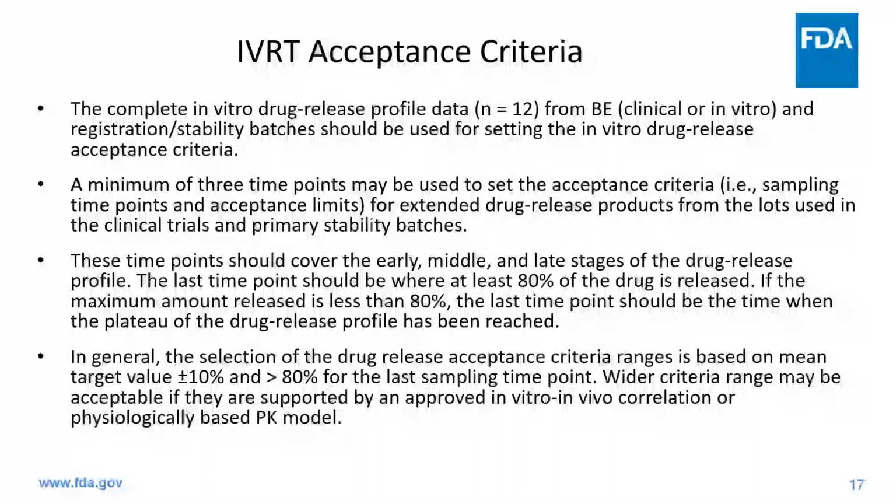Wider criteria range may be acceptable if proper justification is provided. Examples include successfully establishing an in vitro in vivo correlation, or using a physiologically based PK model as supporting information.